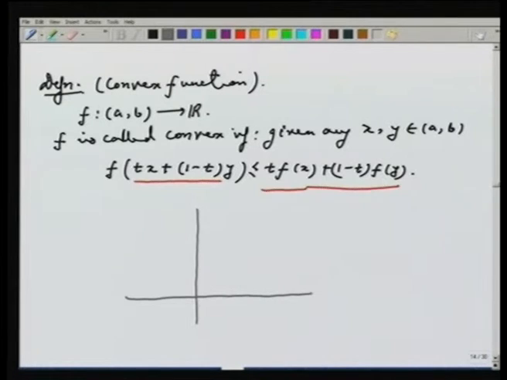I draw the axis. Let us say this is x and this is y. Then t x + (1 - t) y represents points between x and y. Now, let us say this height is f(x), and let us say this is f(y).